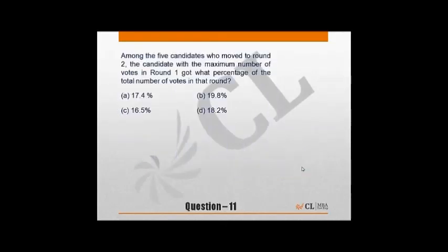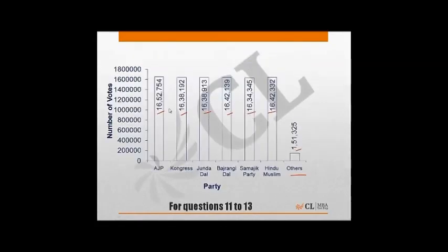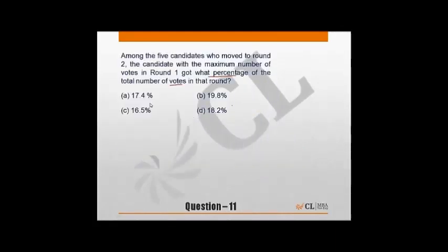Okay. Question 11. Among the 5 candidates who moved to round 2, the candidate with the maximum number of votes in round 1 got what percentage of the total votes in that round? We need to find what percentage of the total votes in that round the candidate who got the maximum number of votes in round 1 got. The maximum number of votes in round 1 is AJP, with 16,52,754 votes. But what is this as a total percentage? Now look at the choices: 17.4%, 19.8, 18.2, 16.5. Not close, so maybe we can approximate.